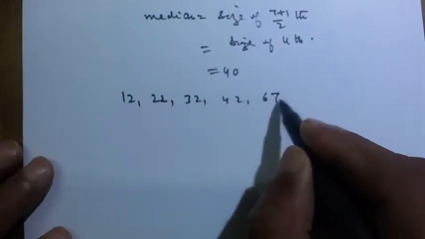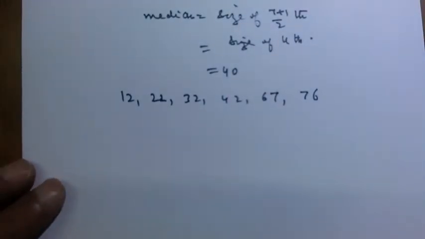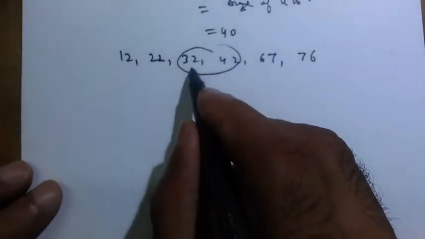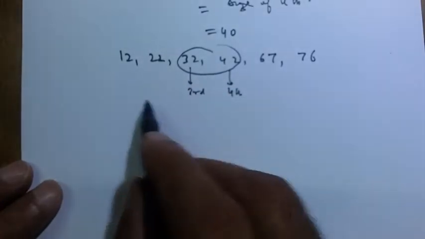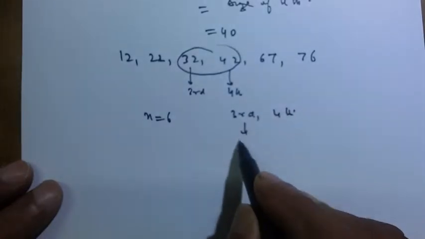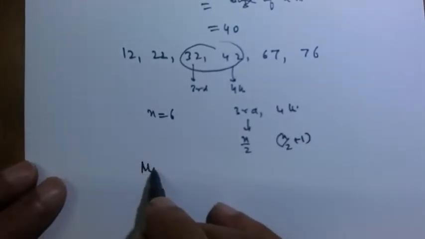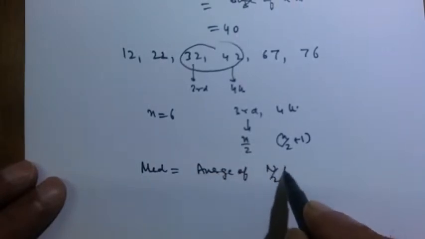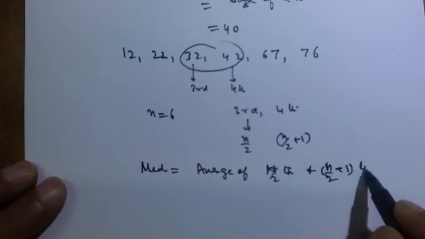Now in case we get an even number of terms, suppose we got 32, 22, 32, 42, 70, 67, 70. Now here we got 6 terms. Then what will be the median? In this case there are two middle terms, the third and the fourth. If n is equal to 6, then we find the third and fourth. Third means n by 2, and the next one is n by 2 plus 1. So the median is nothing but the average of the n by 2th item and the n by 2 plus 1th item.